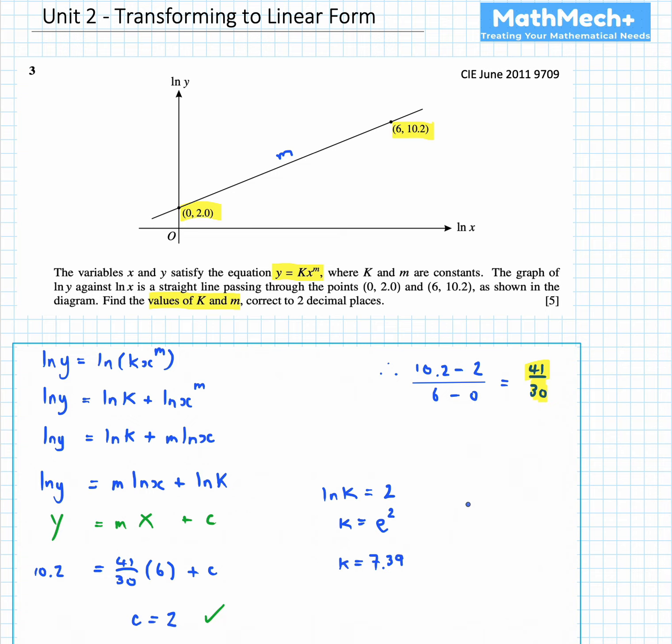We already have our value for m. We just want to make sure to write it as stated in the question, correct to 2 decimal places. Again, just a little calculator work there. Just make sure you're doing it in the convention being asked in the question. So 41 over 30 is 1.37, and that's your final answer.